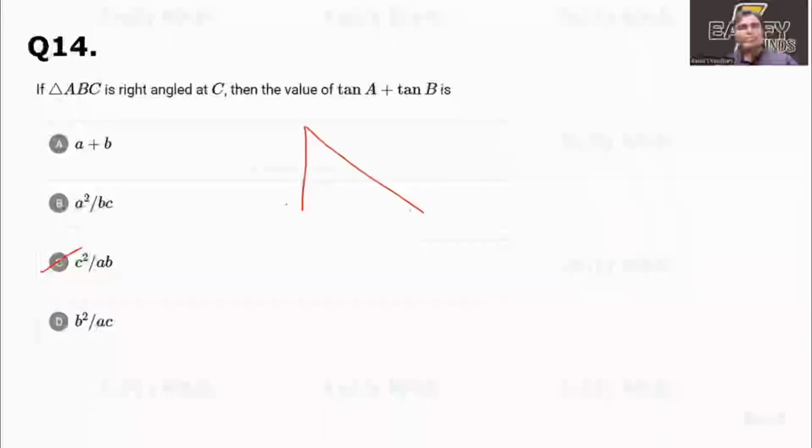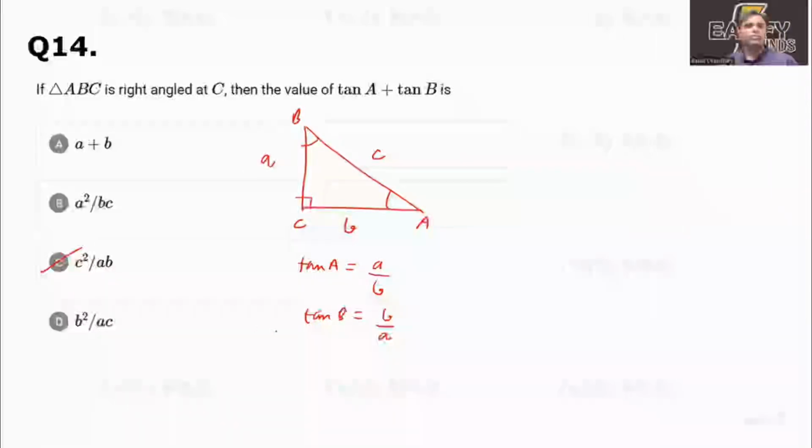We have a triangle ABC. C is here. Let's suppose A, let's suppose B. C opposite, this is C, A opposite A, this is B. Now what is tan A value? That is A by B. And what is tan B value? For this angle, this will be the perpendicular, so B by A, right?